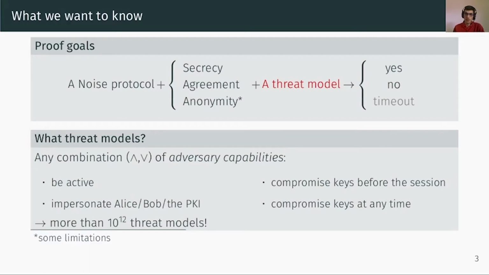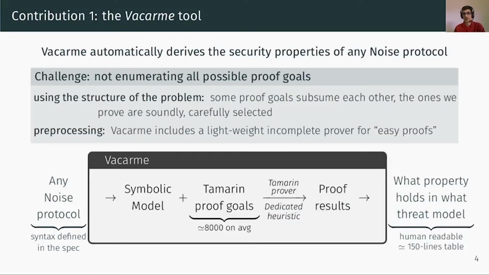As a result, we cannot just enumerate all properties and threat models, generate proof goals, and submit them to Tamarin. We need to be slightly smarter, which leads to our first contribution, a tool called Vacarme. There are two key ingredients in Vacarme to tackle the huge number of proof goals. First, some proof goals subsume each other. This means that without reducing the scope of the analysis, we can only prove some of them and soundly derive whether the other ones are true from the results.